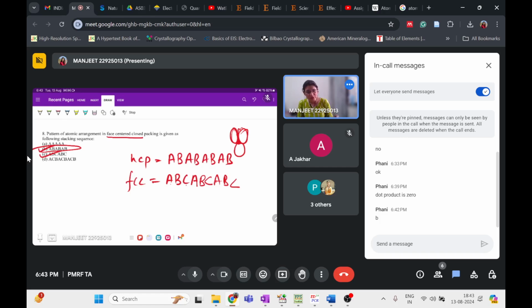Are you getting my point? For the third layer, if I'm putting the atom here and again putting an atom like this, this is my FCC. And if I'm not putting it here, it is at the gap between two of these, so it will give you the HCP. So for the FCC it will be ABC, and in the question it is asked about the FCC. For the HCP it will be AB. So C will be my right answer.